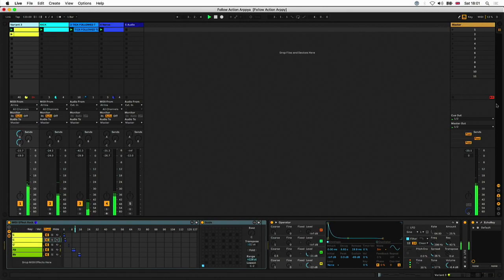So this is the last look at this idea of using the automated rack in terms of moving the chain selector around, the use of the scale device to essentially restrict or constrain the notes that are coming through.